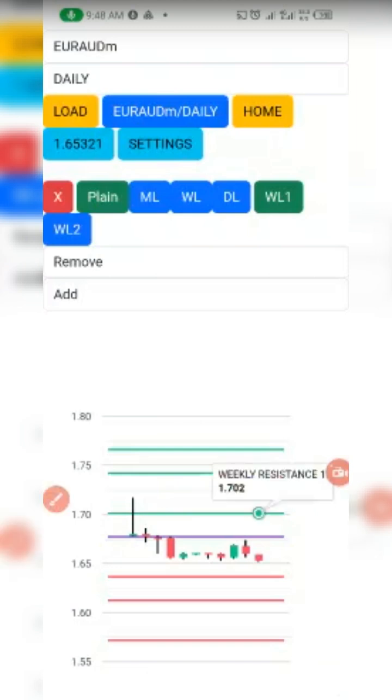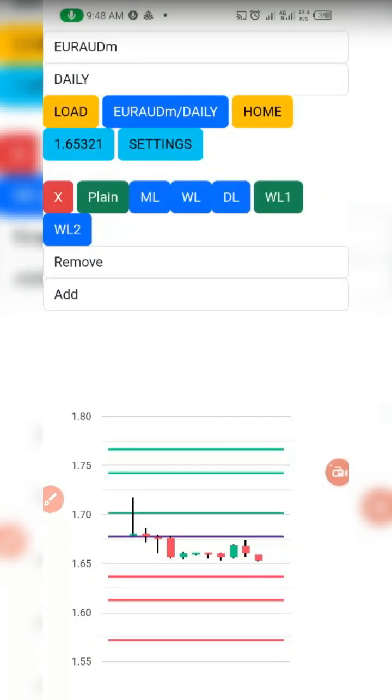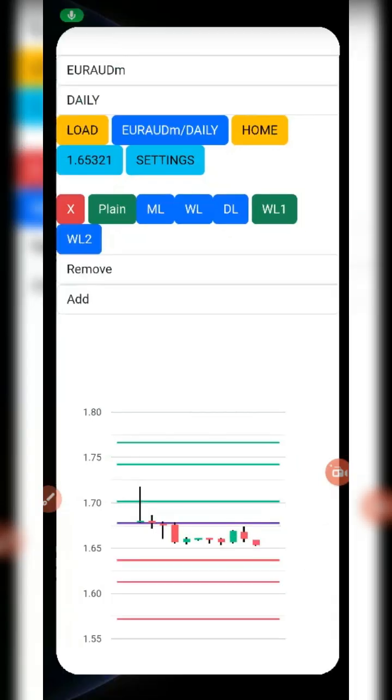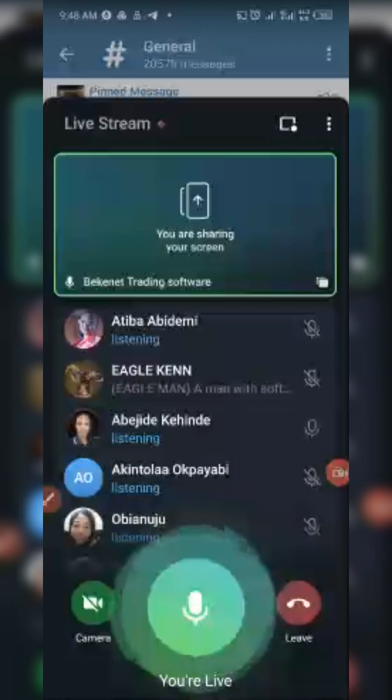Just tap it. You see the price. Tap. You see the price. Simple as that. So let me know if you understand what I just explained now.